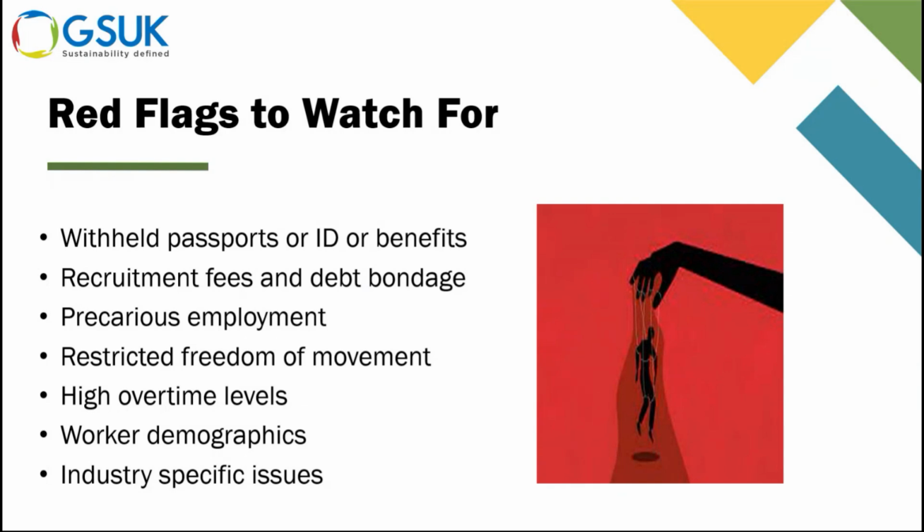Restricted freedom of movement, we discussed, high overtime levels, worker demographics. That is also a red flag, in the sense we go to a company, it has 90% migrant workers. For example, if we go to a palm oil industry in Malaysia, most of the palm oil cultivations, they are employing only the migrant labor from Bangladesh, Nepal, India, or other Asian countries. So this is a red flag. We need to see whether they are really migrant workers, or they have been trafficked to do the work, and what are their contractual conditions, whether they know the language and how their rights are protected. Otherwise, they may be exploited.